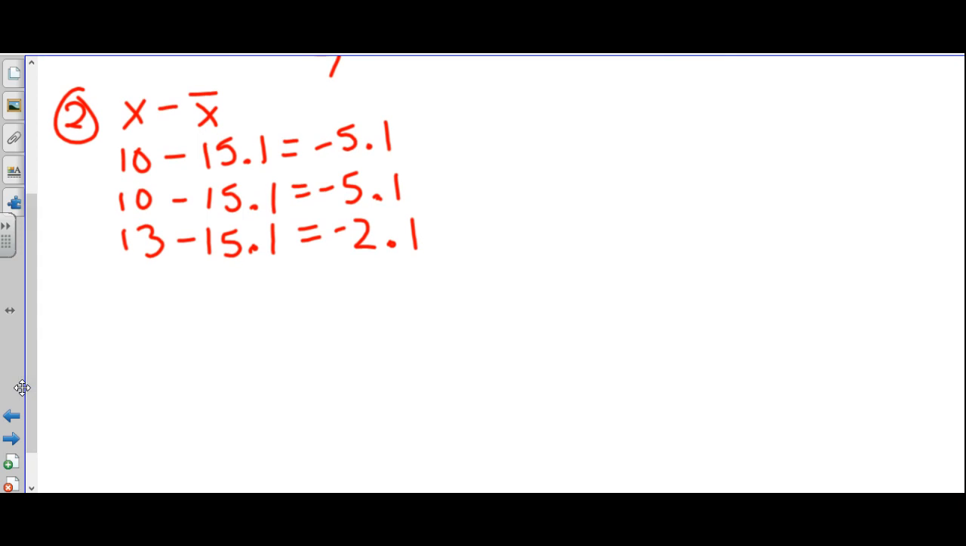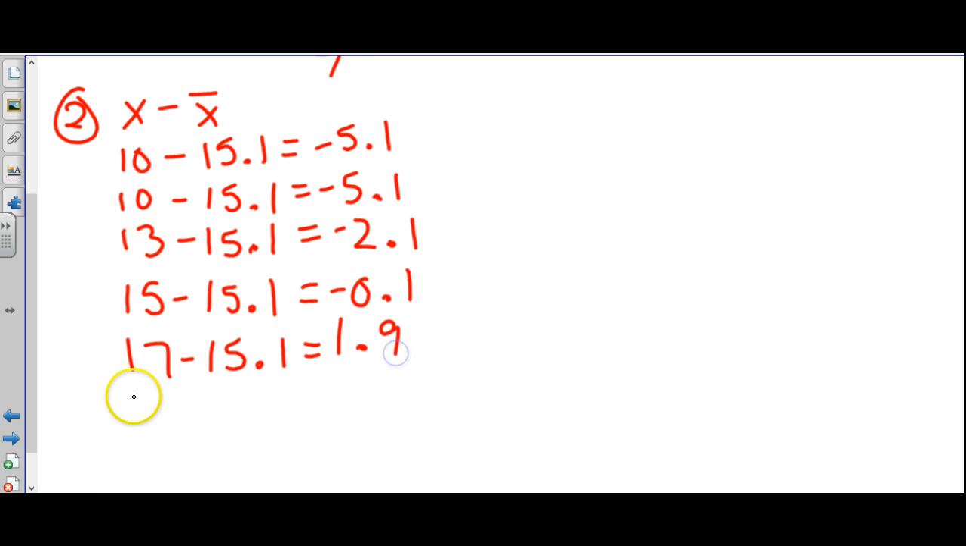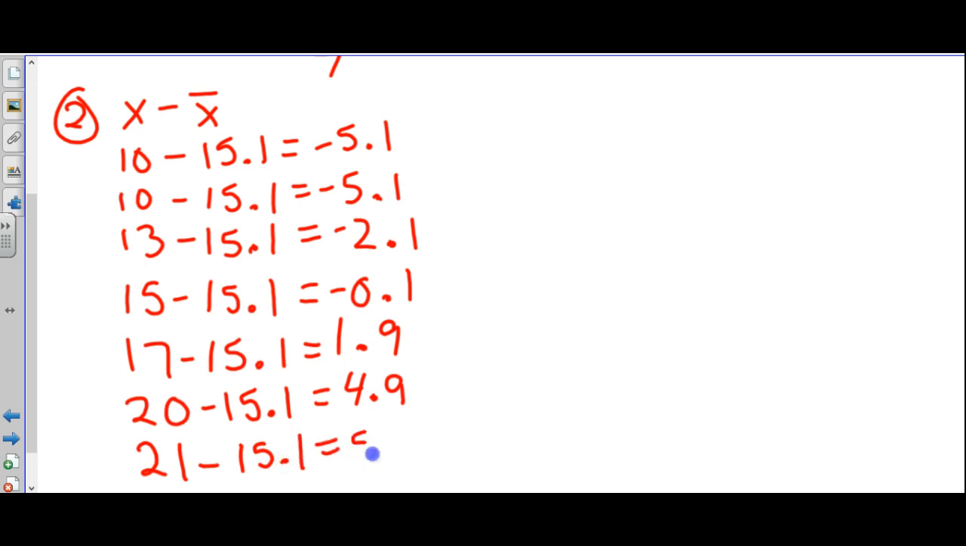So you can't see the list of data anymore, but I do have it written down, so I'll just keep going off my list. The next number was 15. 15 minus 15.1 is negative 0.1. Next was 17. Gives us 1.9. Next was 20, which gives us 4.9. Next is 21, gives us 5.9. So that is all of our x minus the mean, I should say.